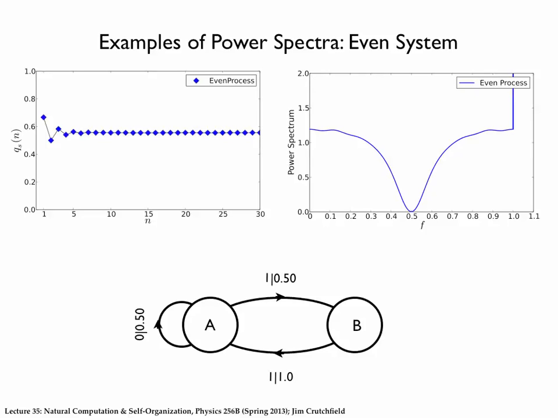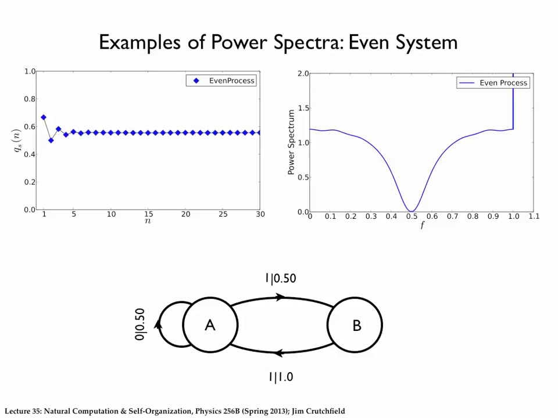Now, there are a couple of interesting things to say about the even system. First of all, it has almost the exact same causal state structure as the golden mean, except that I've switched the emitting symbols from this first state, which I now call an A, from a 1 to 0 and a 0 to 1. So it looks exactly the same.